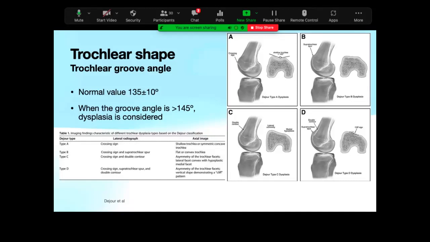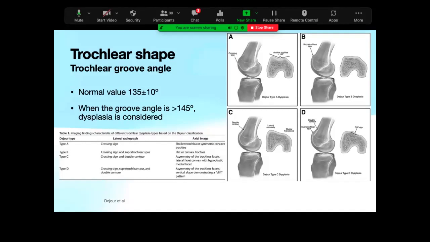Type B on X-ray has a crossing sign and supratrochlear spur, as Dr. Bhadra had also mentioned. And in CT scan, the trochlea seems flat in type B. In type C, there is also a supratrochlear spur, of course, and a crossing sign with a double contour sign. The double contour is due to the hypoplastic medial condyle.